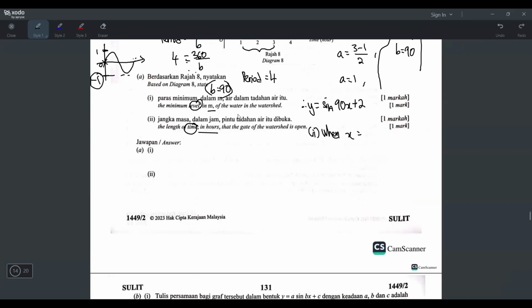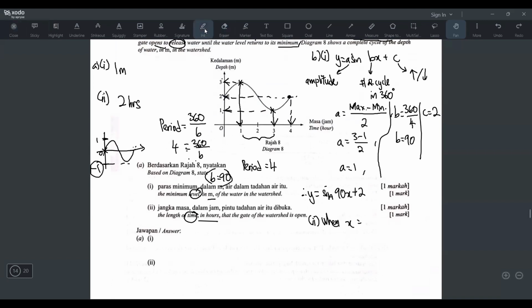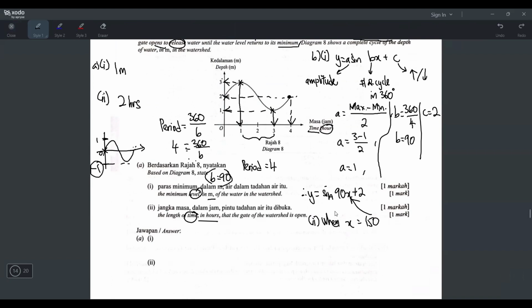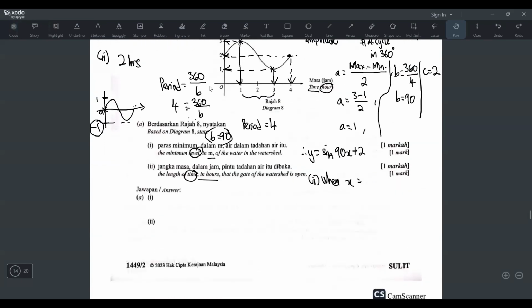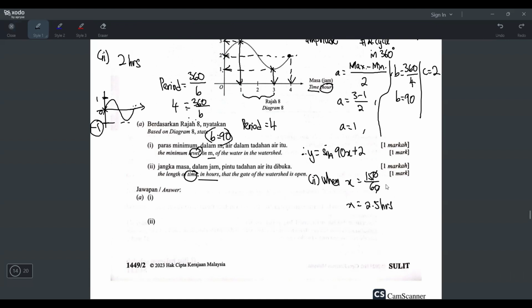But wait. If you look at the axis, the X axis is time in hours. So if I sub 150 inside here, what will happen is I'm finding the depth after 150 hours, which is not what they want. They are not asking the depth after 150 hours. They're asking for 150 minutes. So the 150, I have to divide 60 to convert to hours. So it will be X equals 2.5 hours.